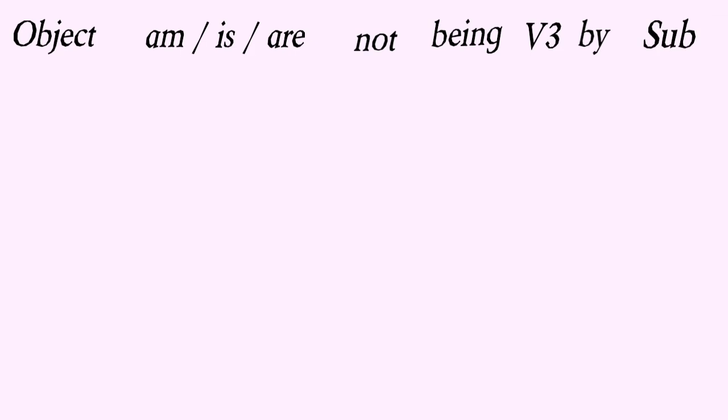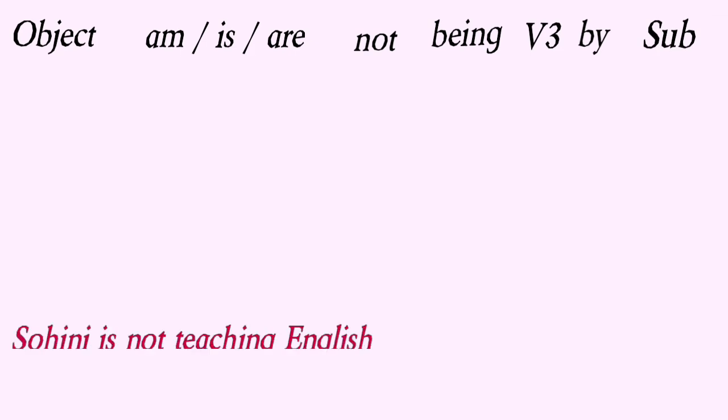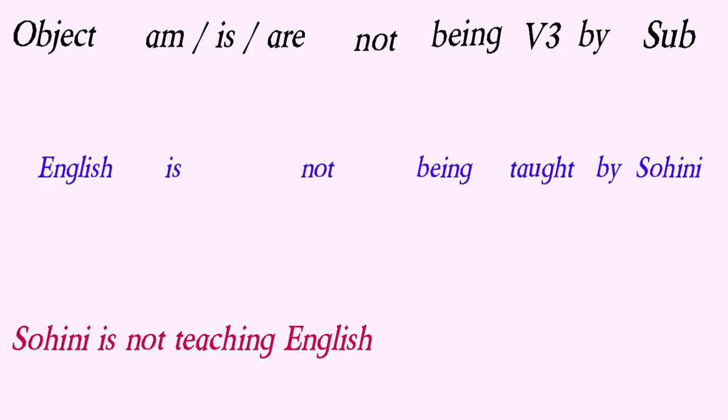Like in the first example we have written Sohini is not teaching English. So in the passive voice this will be, English is not being taught by Sohini. So in the object I am placing English, in the am, is, are I am placing is, in the not I am placing not, after that I am placing being, then in the third form of the verb I am placing taught, in the by I am placing by, and in the subject I am placing Sohini.